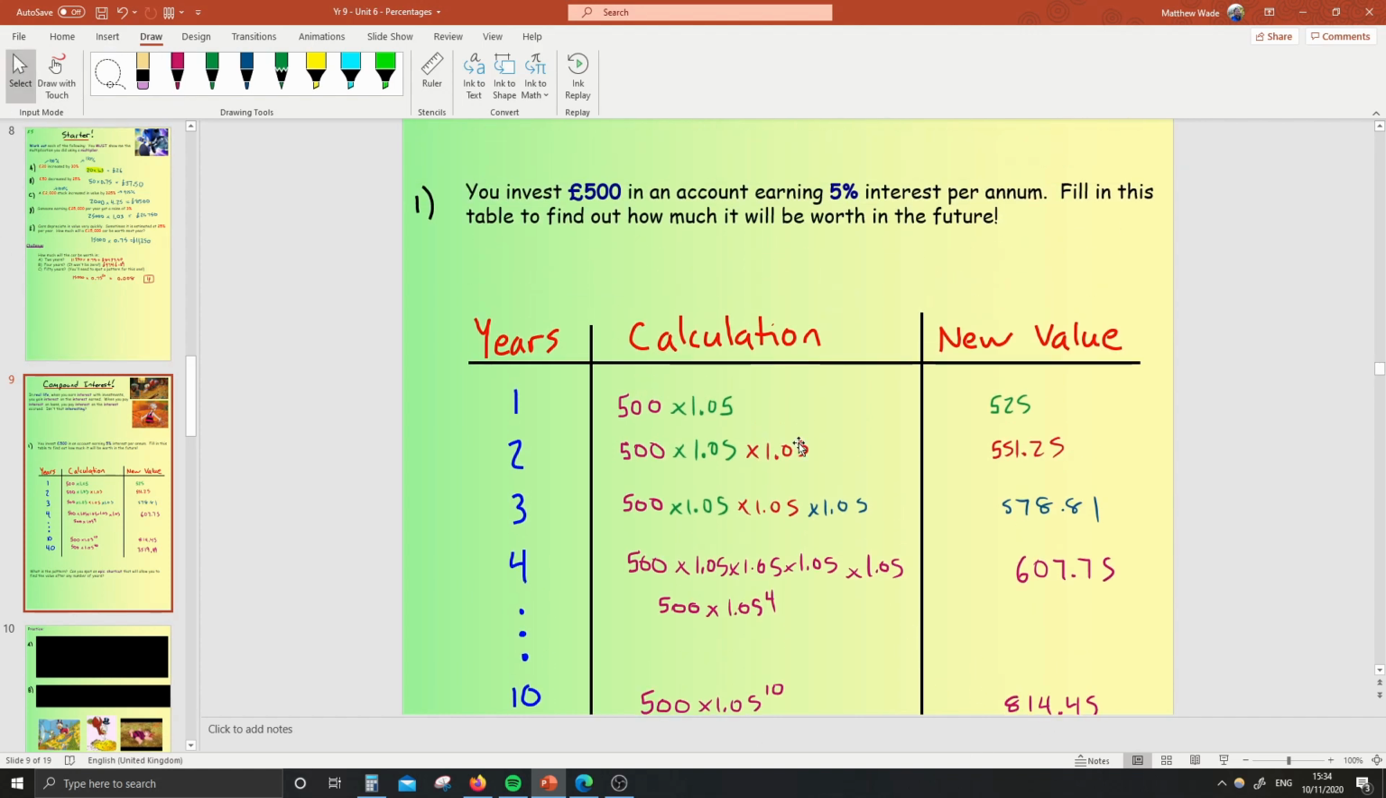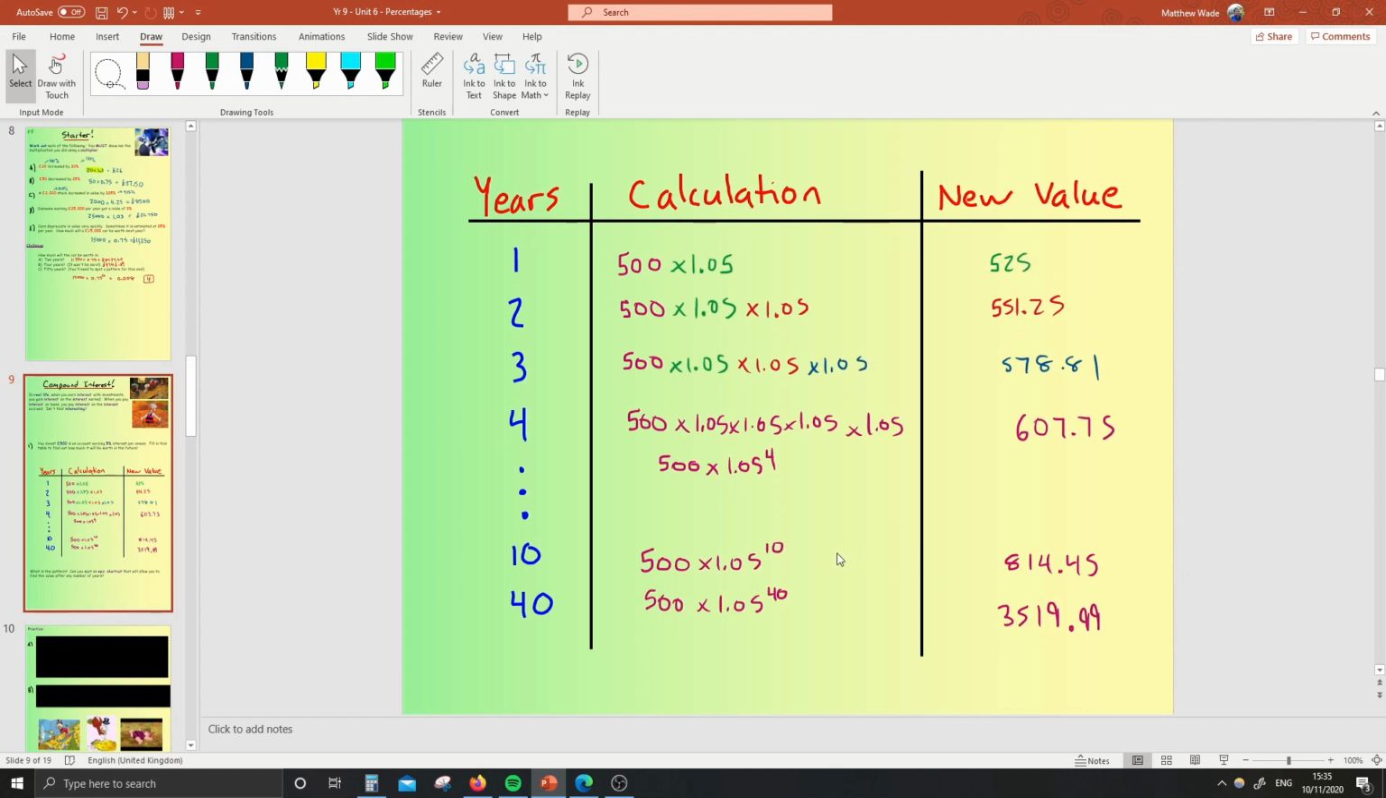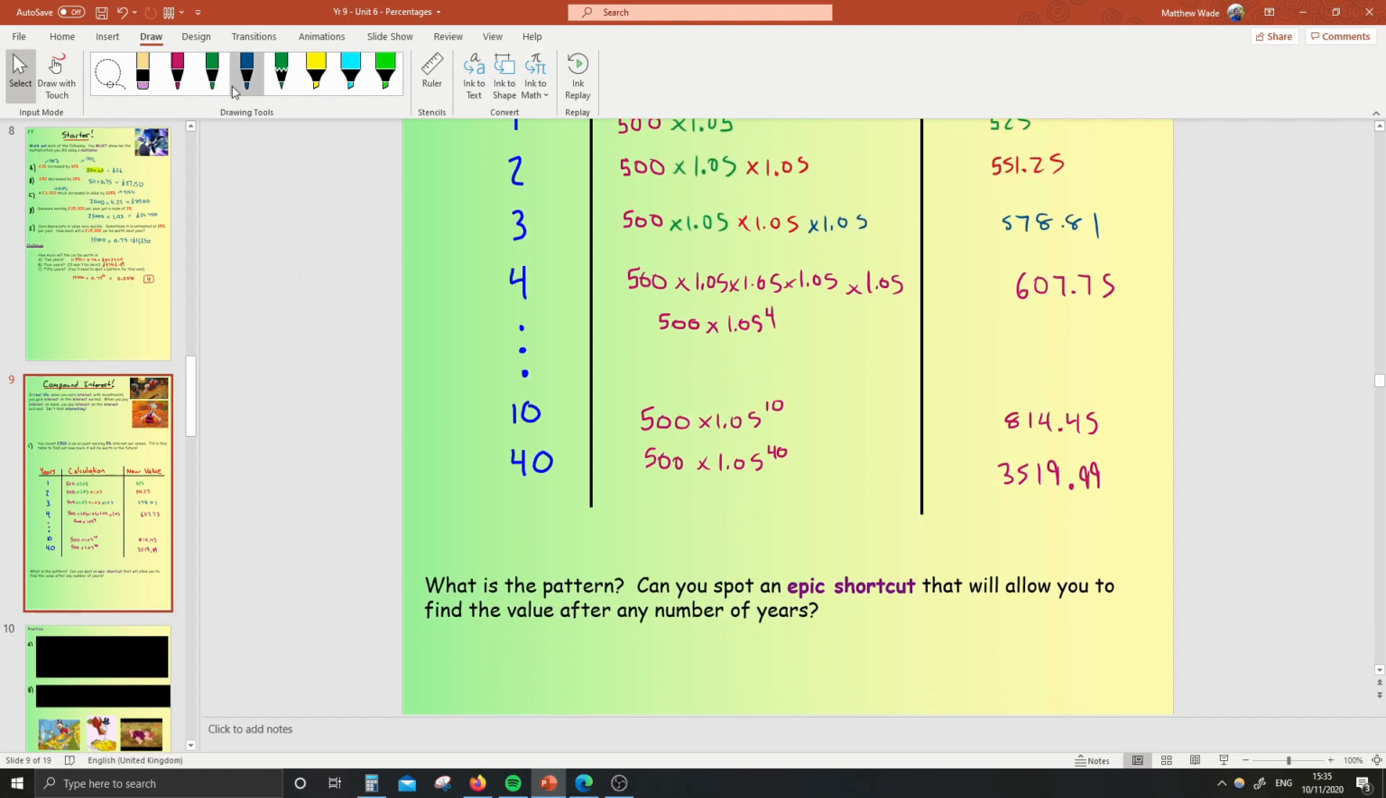So in the end of 40 years, your money is worth a load, 3,500. How much do we start with? 500. So it's like worth 7 times as much in 40 years, which is way more than just having 25 pounds a year because of compound interest. Cool. I'm going to show you one final thing, okay? There's a special formula here, and it's actually going to be the nth term. Okay, what if I left it in for n years, any number of years? What would the formula be?